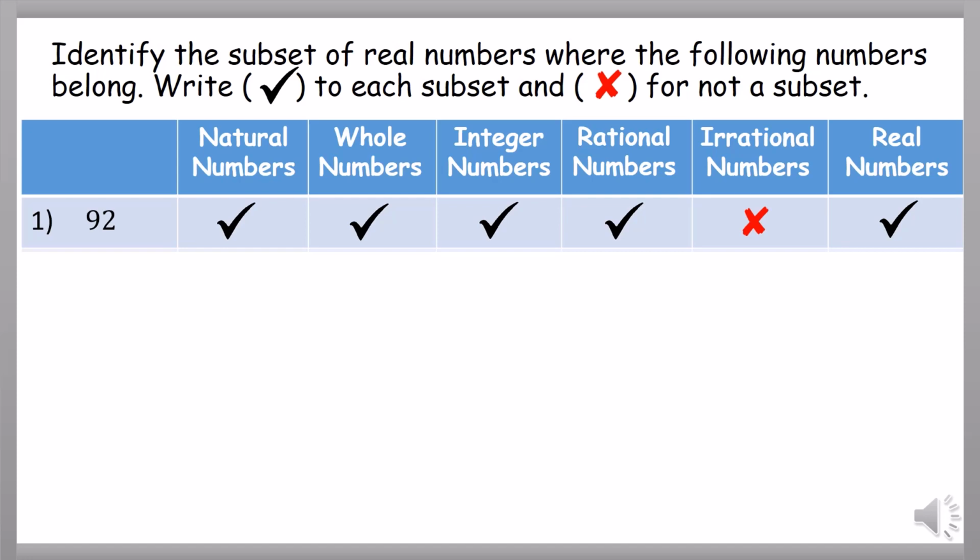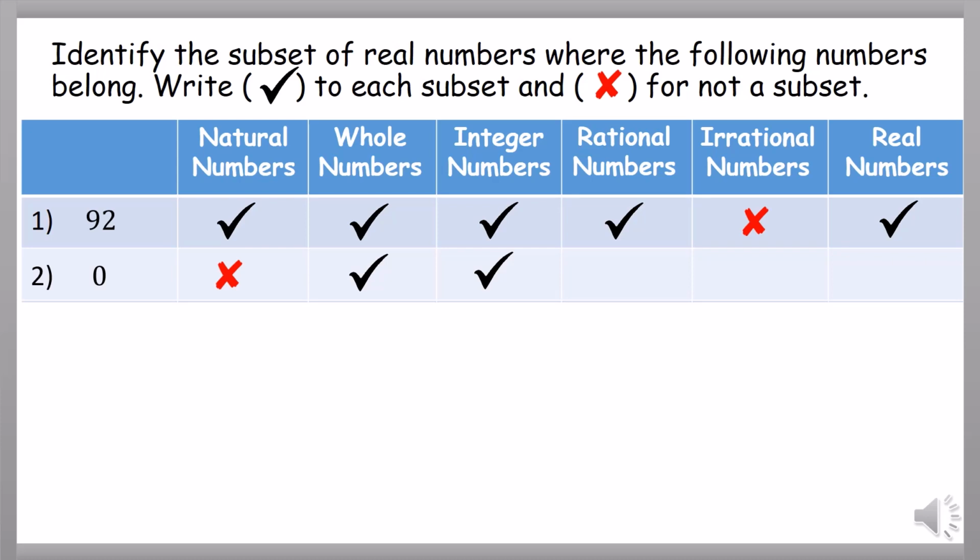Okay, for question number 2, 0. Is 0 a natural number? The answer is no, since natural numbers start from 1. Okay, so is 0 a whole number? The answer is yes, since whole numbers start from 0. Next, is 0 an integer? Yes, since integers are formed by negative and positive integers, including 0.